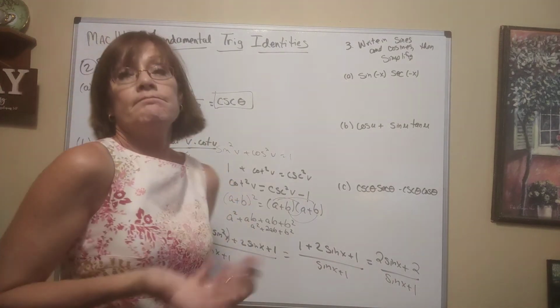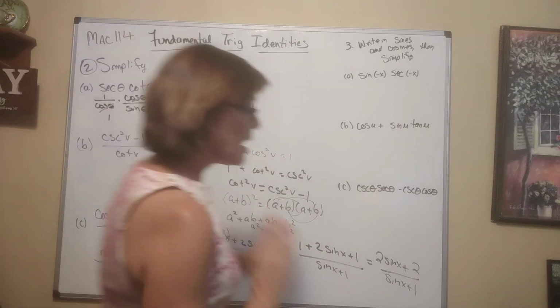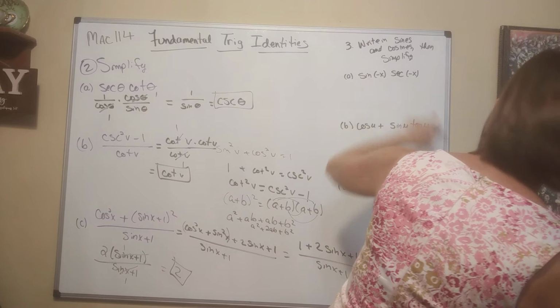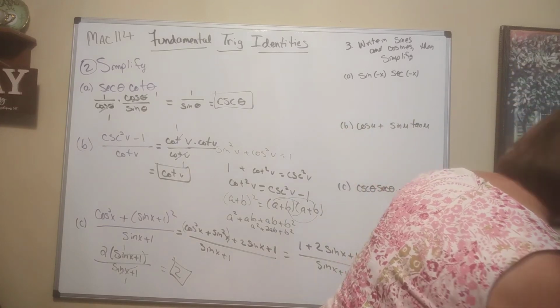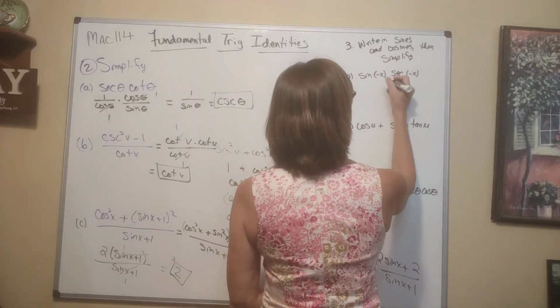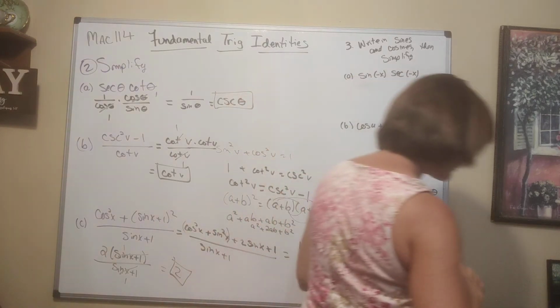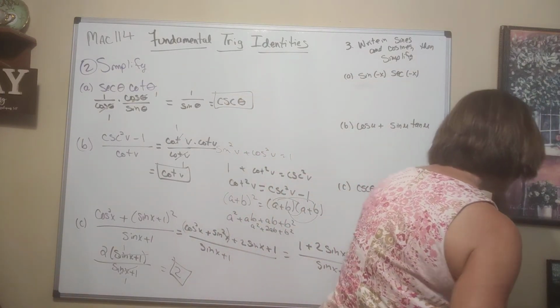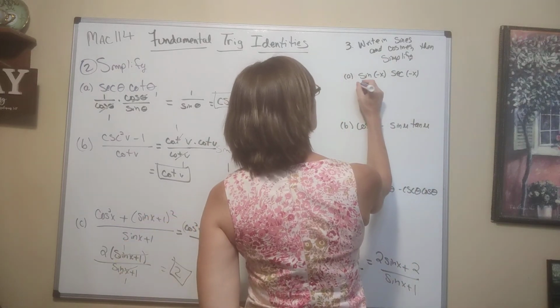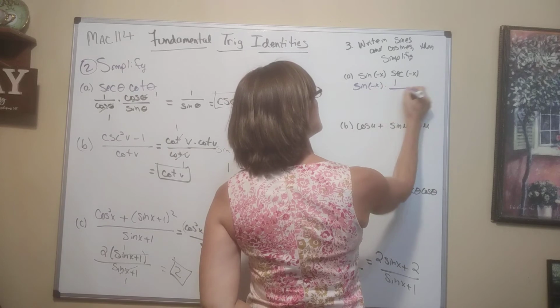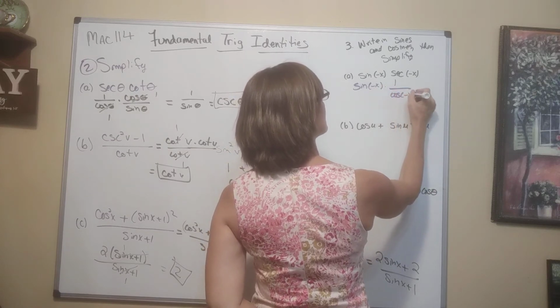So we know, let's do the best we can. This one is already in a sine, I don't need to rewrite it. Secant, though, is equal to... this is the sine of x, the sine of negative x, times 1 over the cosine of negative x.